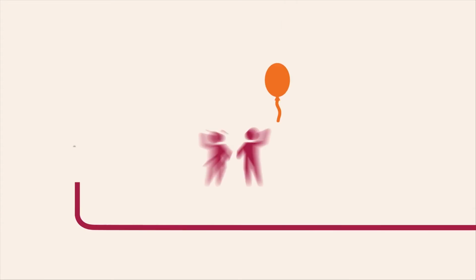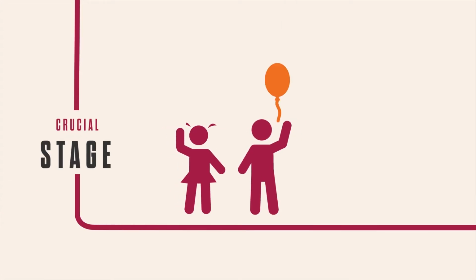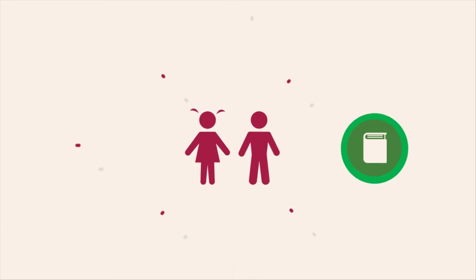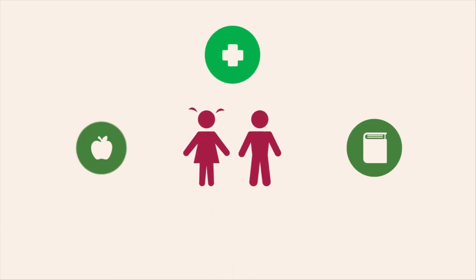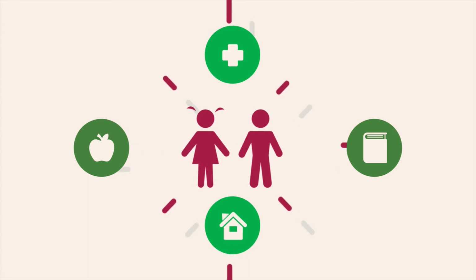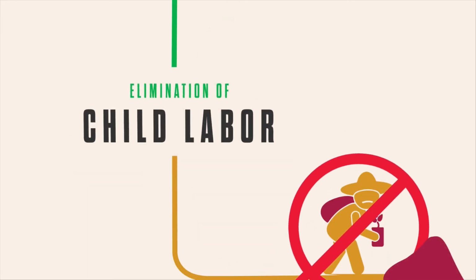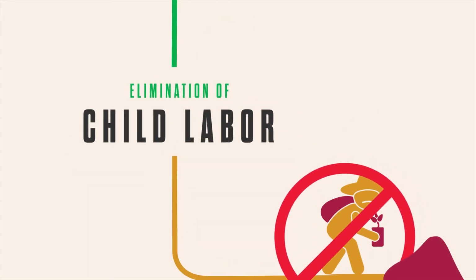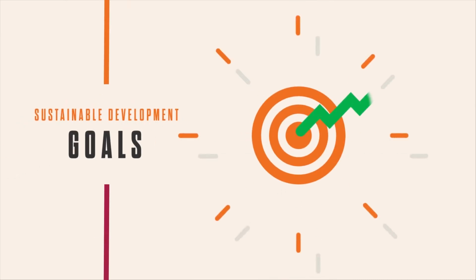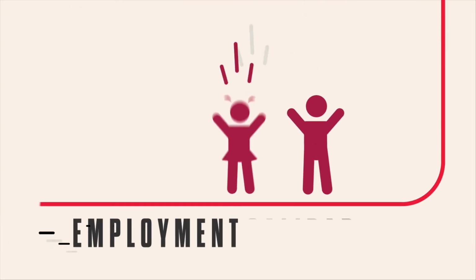Childhood is a crucial stage in the life of human beings. It must be ensured that children receive the education, health, nutrition, and care necessary for their proper growth and development. The elimination of child labor is one of the Sustainable Development Goals of the 2030 Agenda, as well as the generation of quality youth employment.